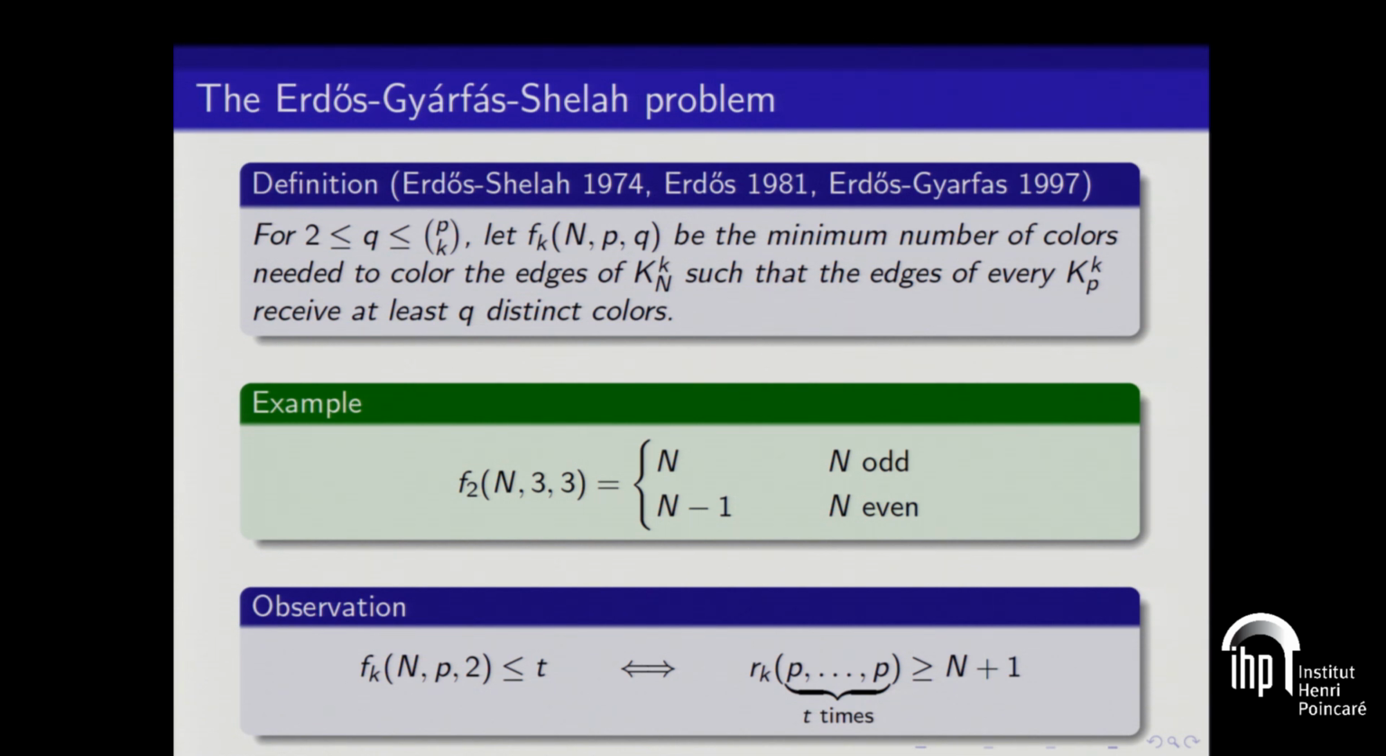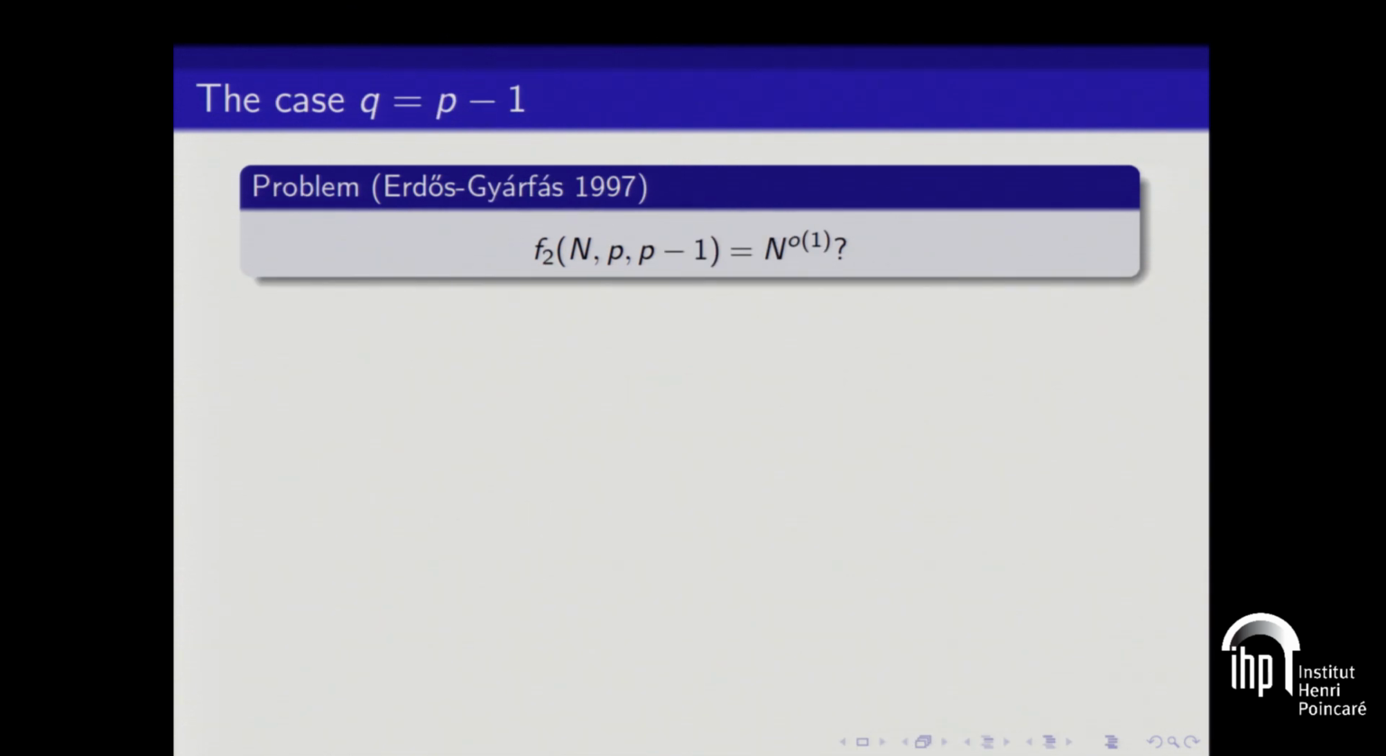And again here, the basic question when q is 2 is in some sense hopeless, but the questions that are interesting, and they're related to many other things which I won't go into, is that as q increases from 2 all the way to p choose k, how does the number of colors increase? The main open question here was when does this behavior jump from being n to the little o(1) to polynomial in n? And the conjecture was that this happens at q equals p minus 1.